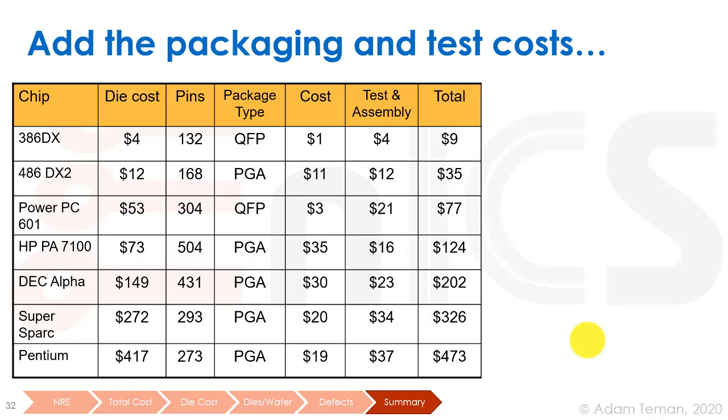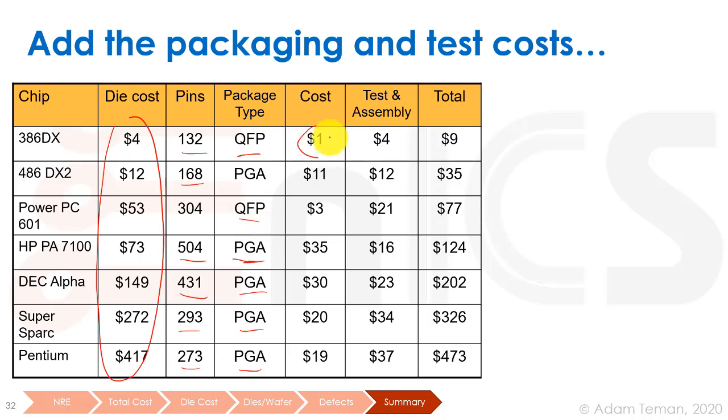What about packaging and test costs? So we see the die costs over here that we got to on the previous slide, right? And this is the number of pins. So the 386 and 486 only had a bit more than 100 pins, but on the bigger chips like the DEC Alpha, the HP, we had a lot of pins, and they already needed PGA packages, much more complex packages than these QFP packages that we had below.